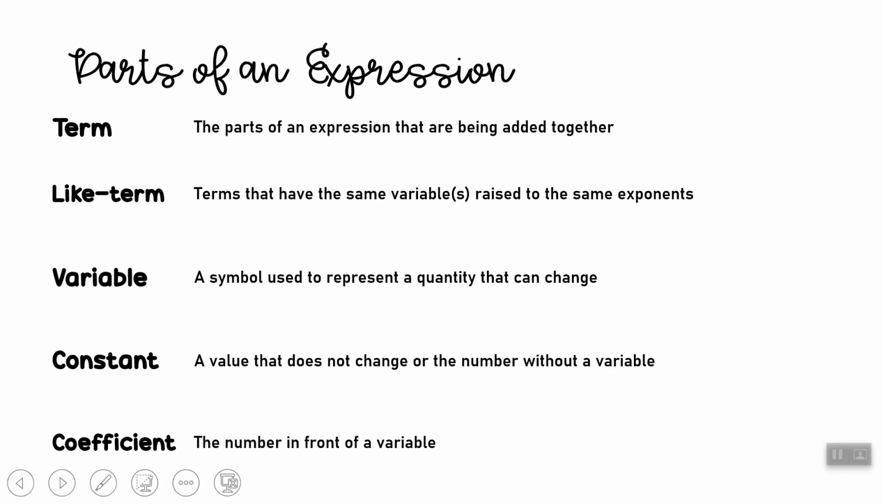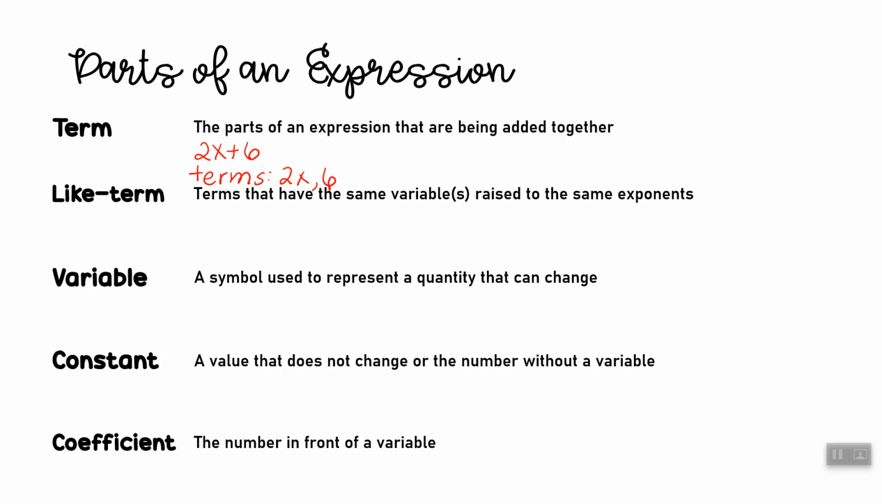Okay, so when we're talking about simplifying an expression, we need to know what parts of an expression there are. Okay, the term of an expression, when you hear me talk about the word term, it's the parts of the expression that are being added together. So for example, if I had the expression 2x plus 6, my terms would be 2x and 6.